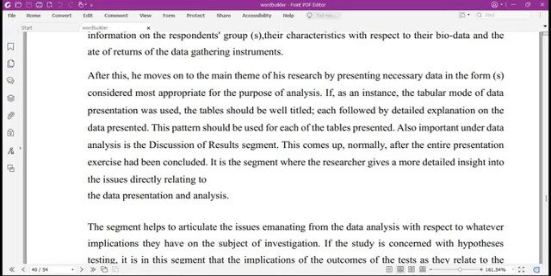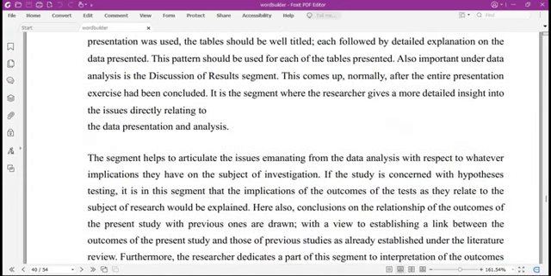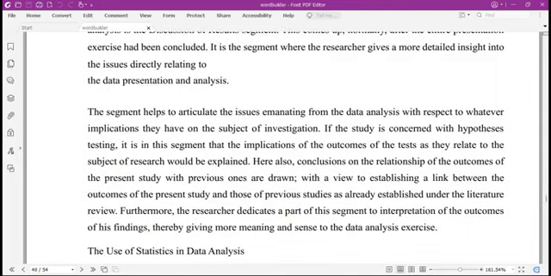It is the segment where the researcher gives a more detailed insight into the issues directly relating to the data presentation and analysis. So it gives more insight on the result. The segment helps to articulate the issues emanating from the data analysis with respect to whatever implications they have on the subject of investigation. If the study is concerned with hypothesis testing, it is in this segment that the implications of the outcomes of the test as they relate to the subject of research will be explained.